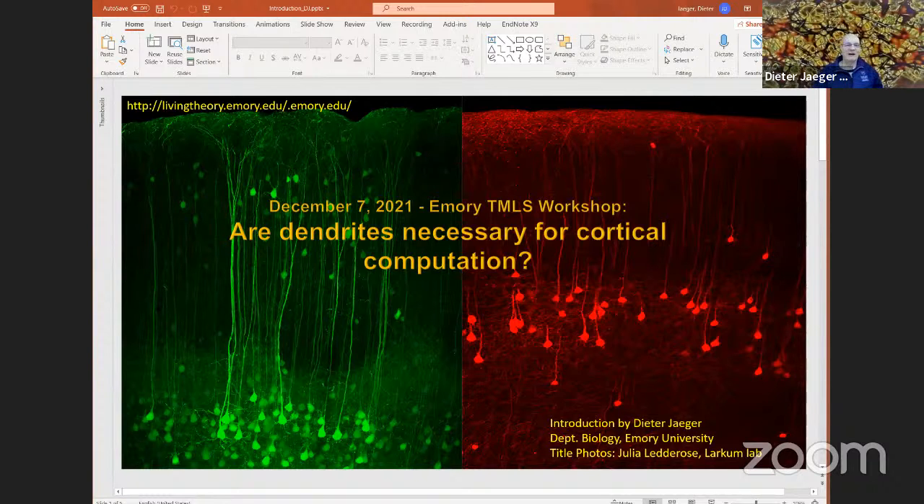Our Dendrites workshop, Dendrites Necessary for Cortical Computation. I think we have a superb lineup of speakers and questions that we can address.